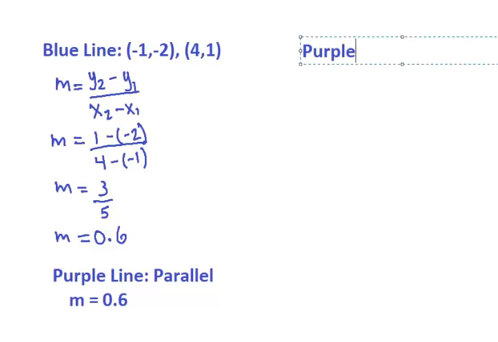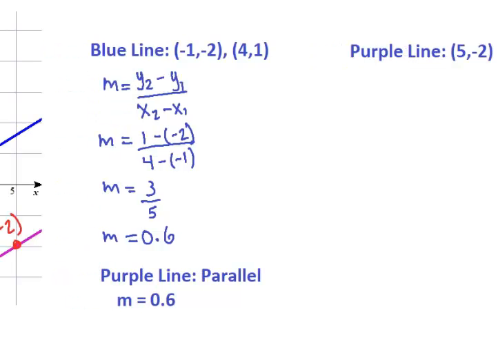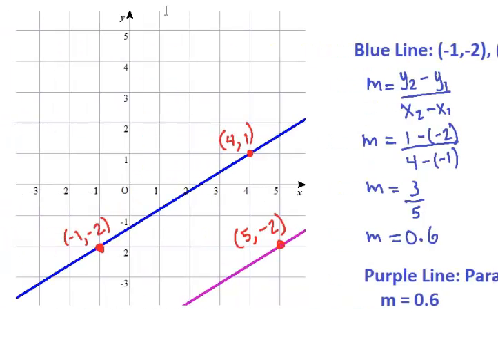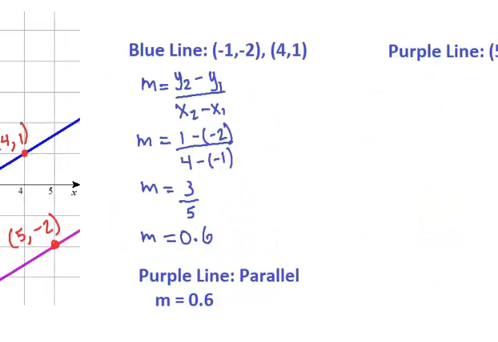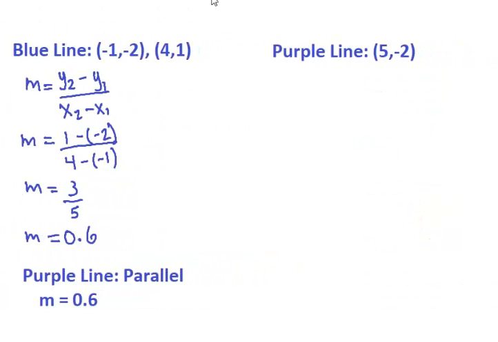How do you find b? Well, we need to use a point of the line. Which point? 5, negative 2. That is the only point that we know about the purple line. You can see it on the graph. The purple line, the only point that we know of it is 5, minus 2. So that's the point we're going to use.